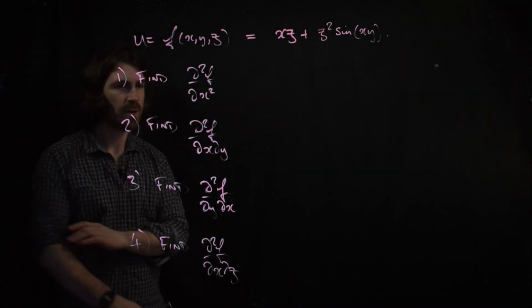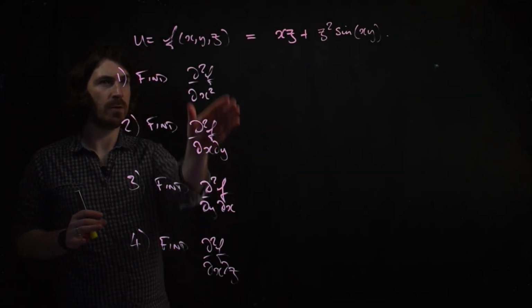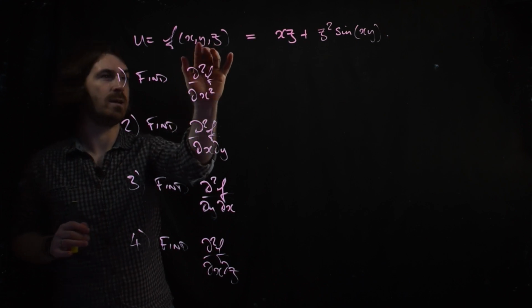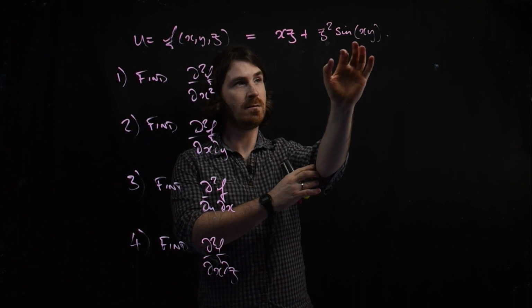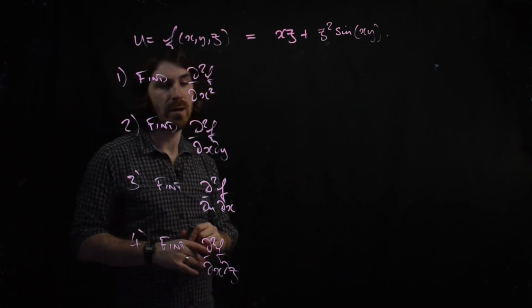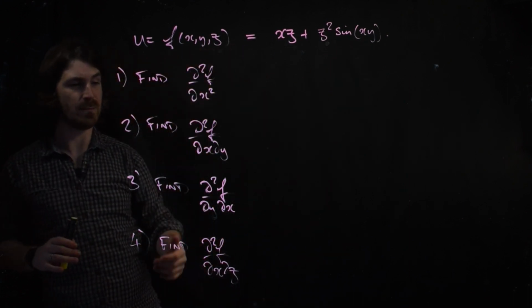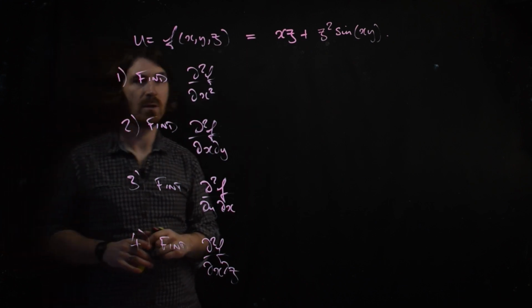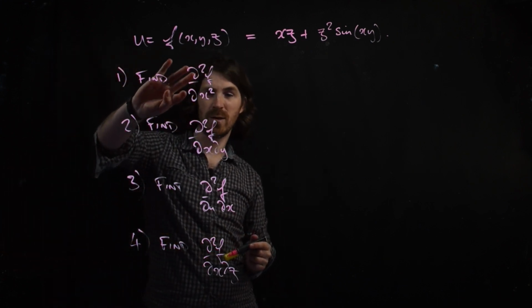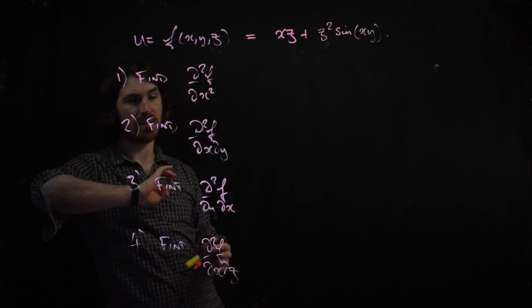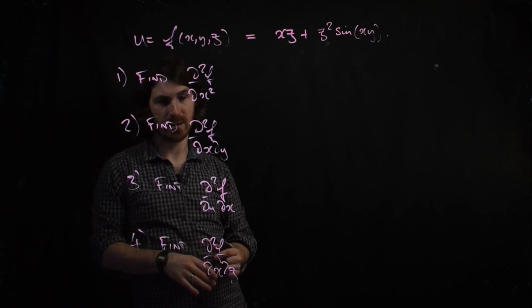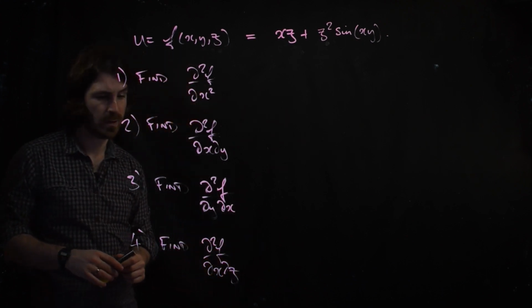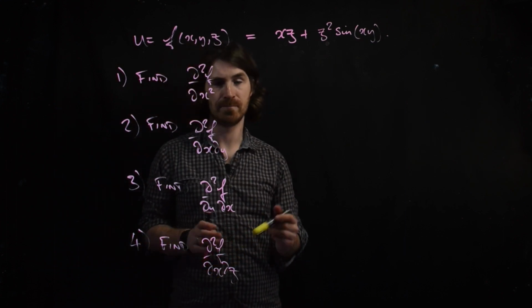Okay, so let's finish with an example. We've got a function of three variables, x, y, and z, and the function is xz plus z squared sine xy. We want to find these mixed partial derivatives: d2f by dx squared, d2f by dx dy, d2f by dy dx, and d2f by dx dz. So what do we need?